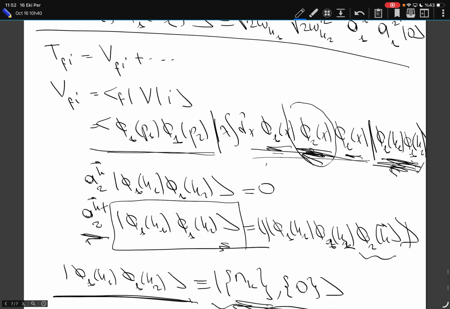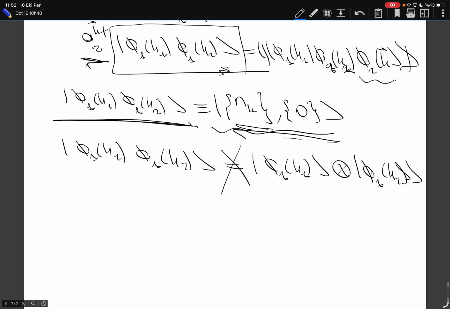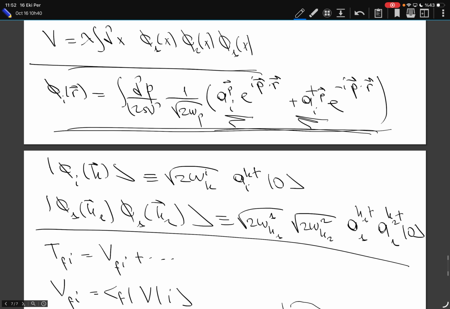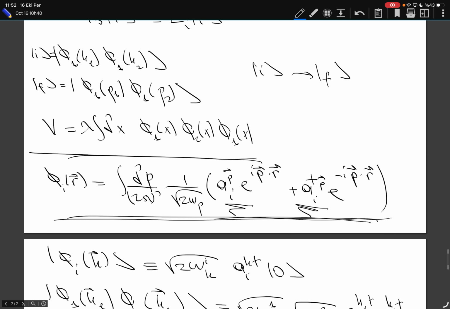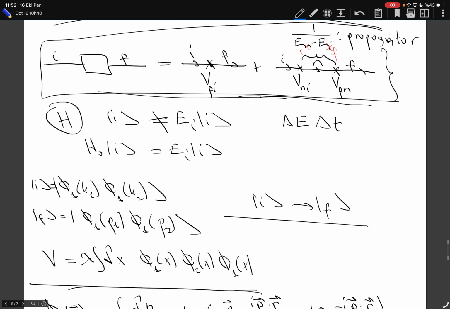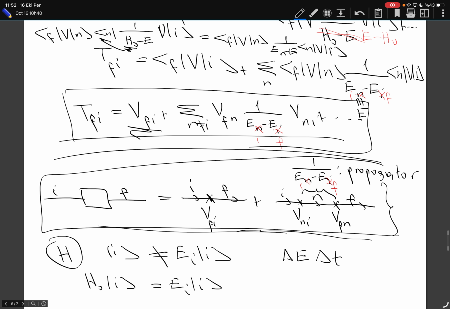So I don't need to do any computation here. I can already say that this matrix element will be 0. So the first order perturbation theory tells me that this process that I'm looking for doesn't happen at first order in perturbation theory. It might still happen in the second order of perturbation theory. So let's look at the second order of perturbation theory. Now, what is the second order in perturbation theory? This term.